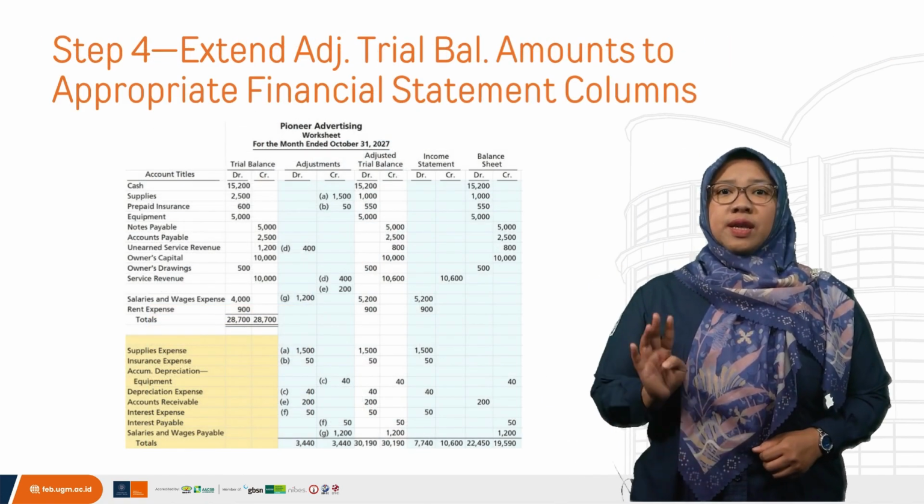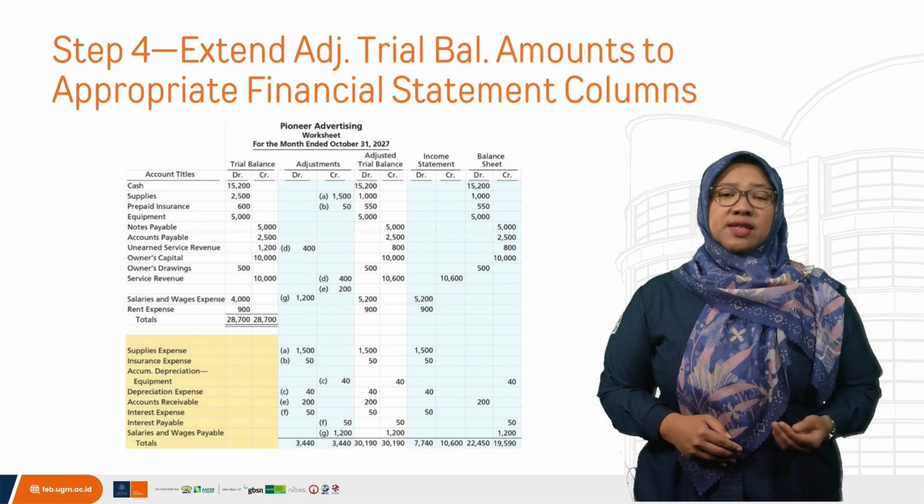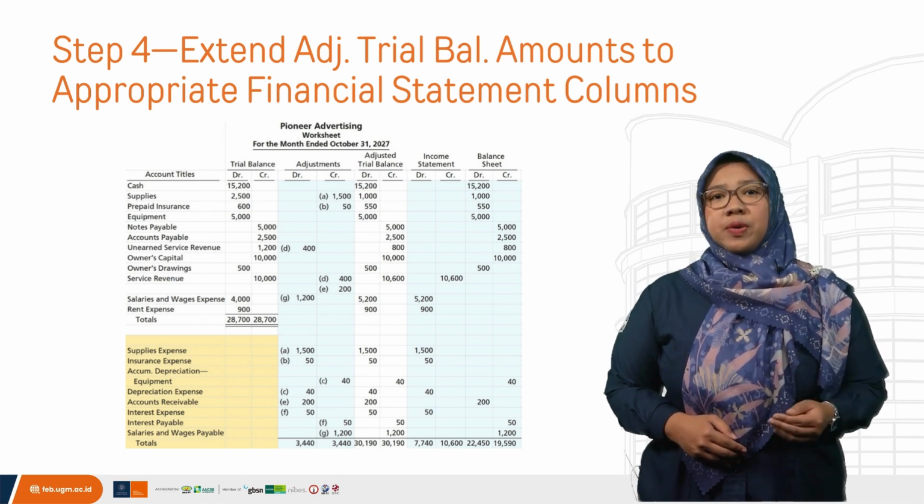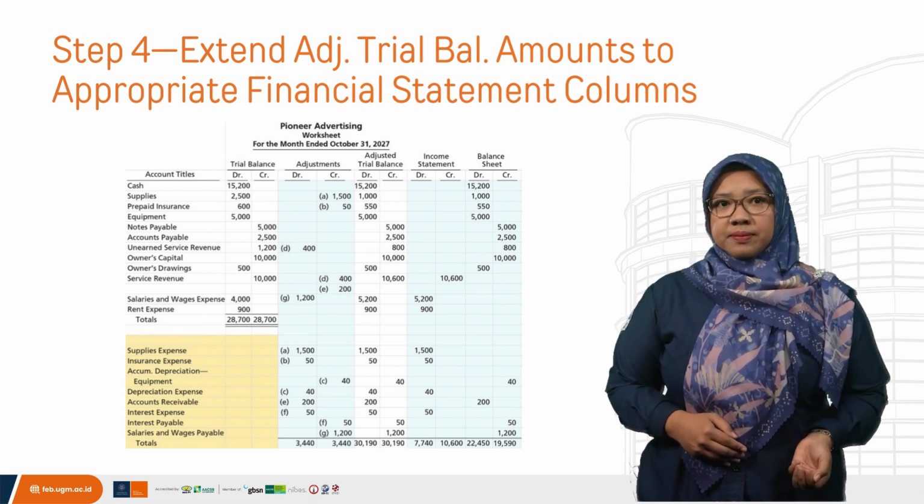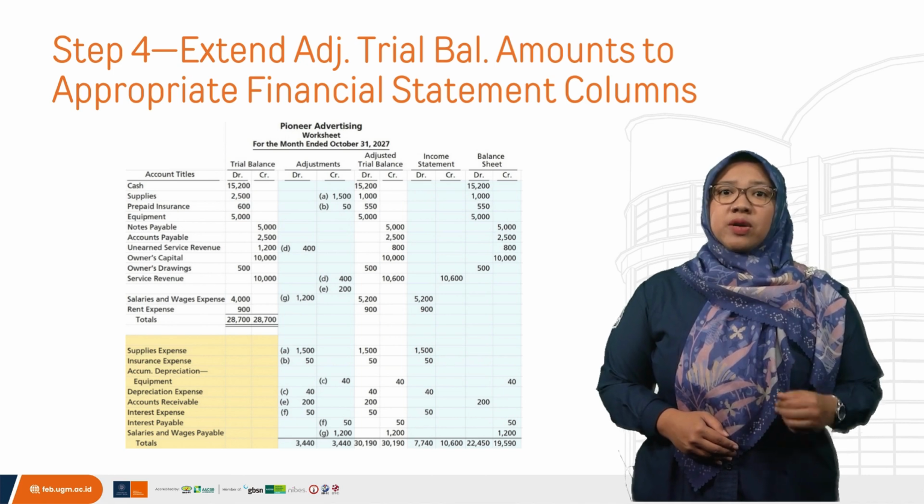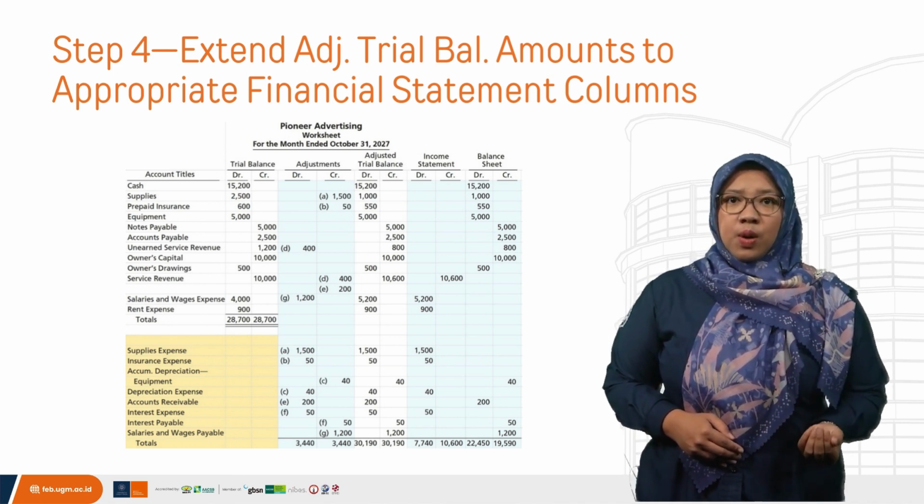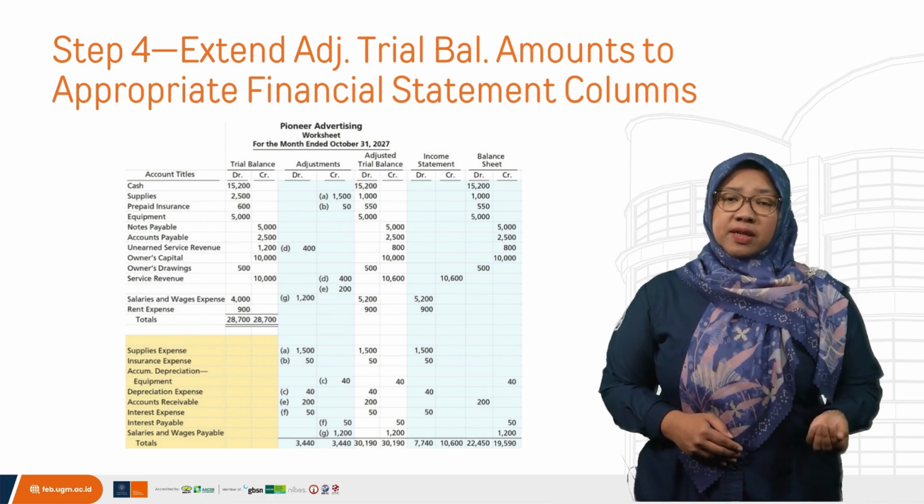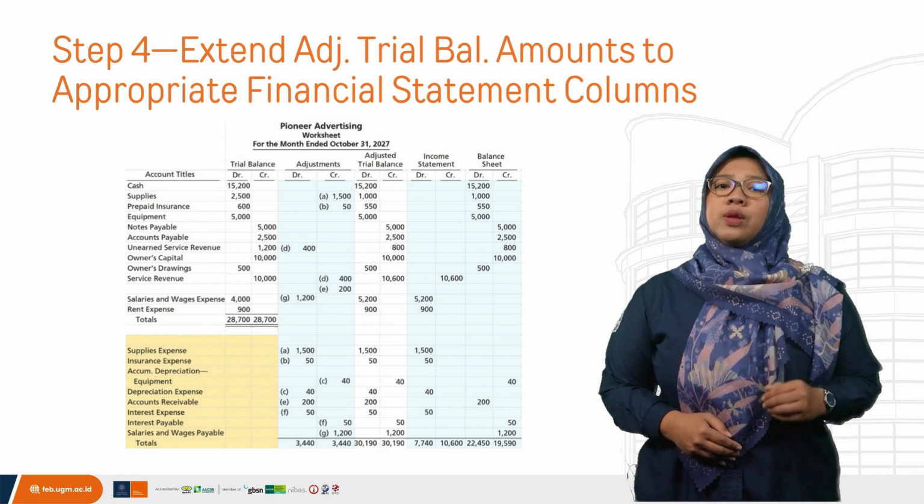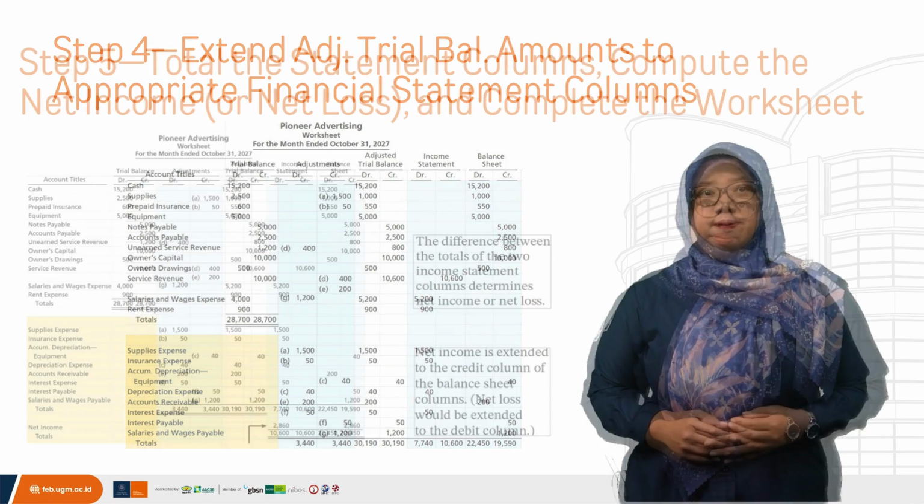Let's continue with step 4. Extend the adjusted trial balance amounts to the appropriate financial statement column. In this step, revenue and expenses will go to the income statement column, while assets, owner's capital, and owner's drawing will go to the balance sheet column.